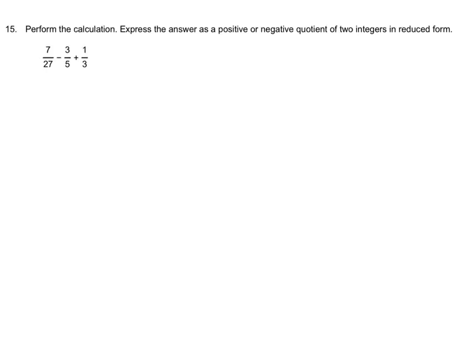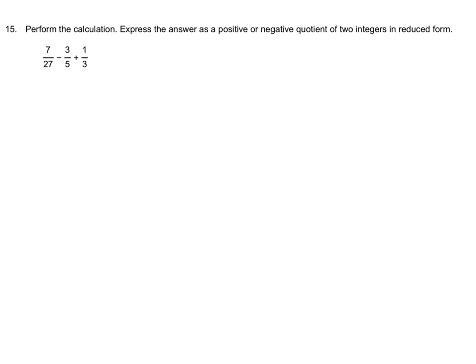Perform the calculation. Express the answer as a positive or negative quotient of two integers in reduced form. Here we have 7 27ths minus 3/5 plus 1/3. Again, in order to add or subtract fractions, we have to have a common denominator. These denominators are all different. We have 27, 5, and 3 as denominators.